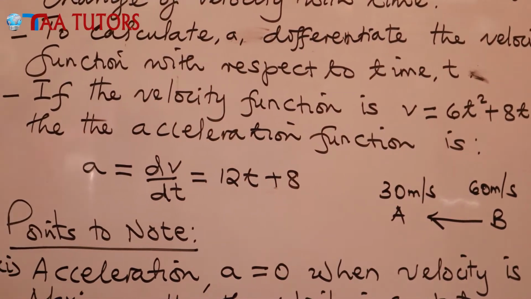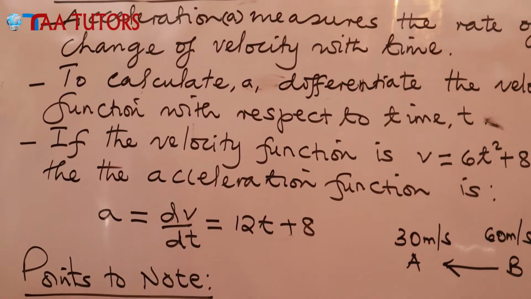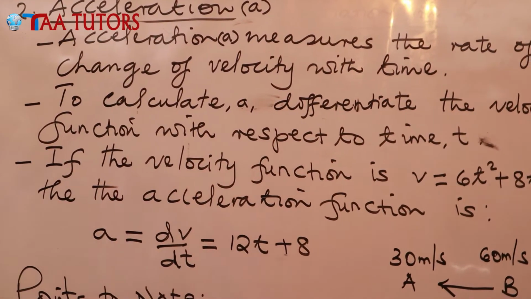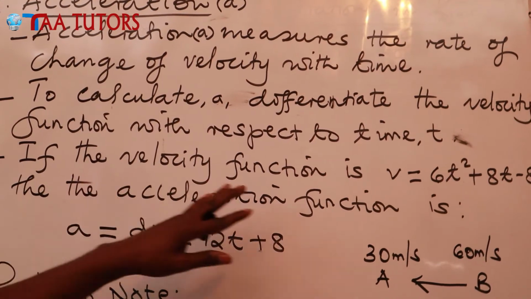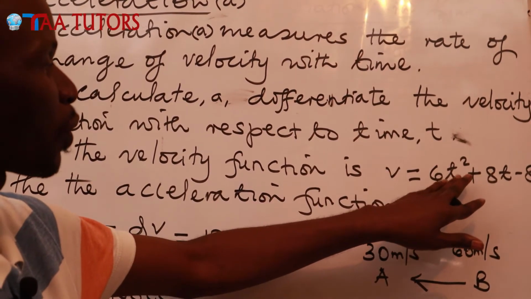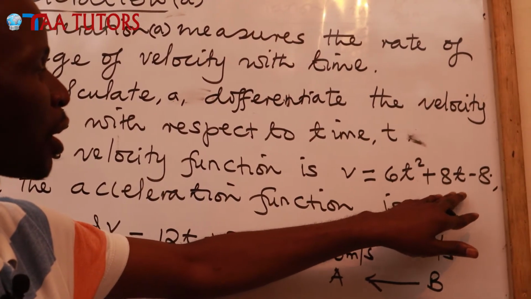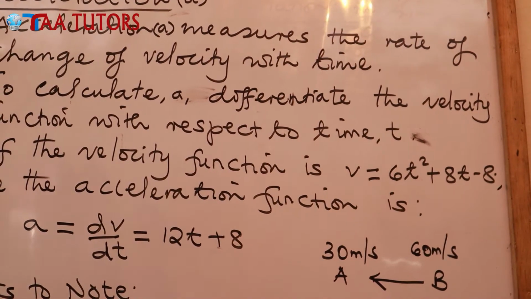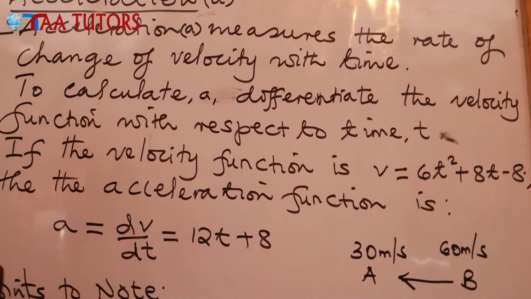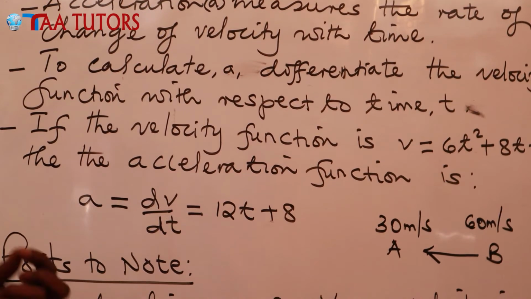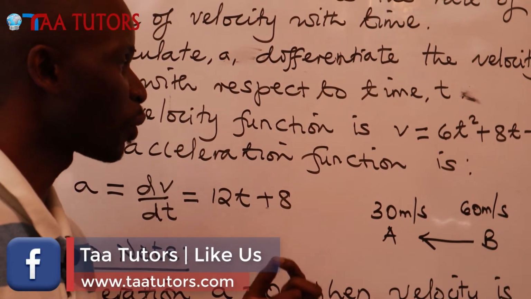Now, when we are getting acceleration, we need the velocity function first. The velocity function, in this case, is 6t squared plus 8t minus 8. For us to be able to get acceleration from this, we have to differentiate the velocity function with respect to time.